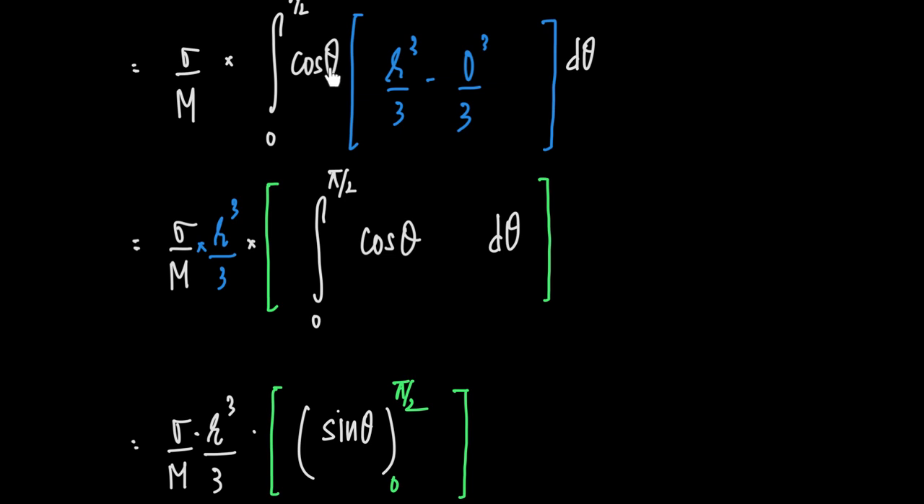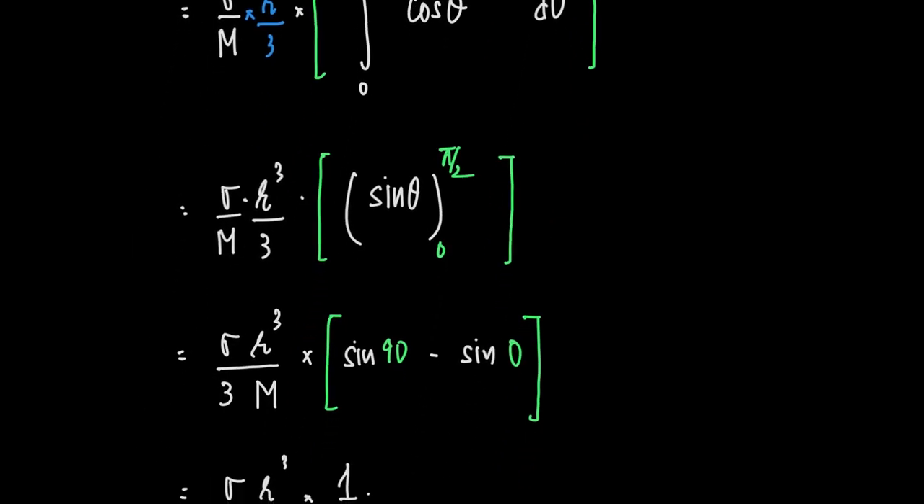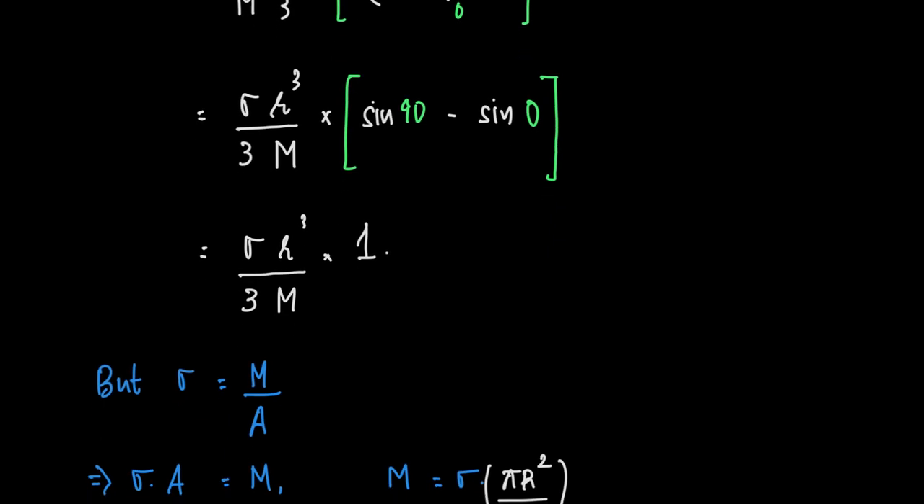Now when theta is a function and d theta is the variable, we can say that r is a constant. Therefore I can pull out this r cube by 3 outside the integral, and that becomes r cube by 3 into integral cos theta d theta. What is integral cos theta? It is sine theta. Limit varying from 0 to pi by 2, that becomes sine 90 minus sine 0. What is sine 90? 1. What is sine 0? 0. So what we get is r cube by 3 into 1, divided by m.